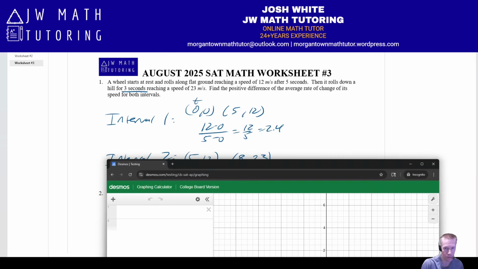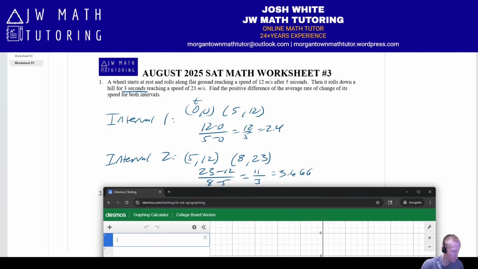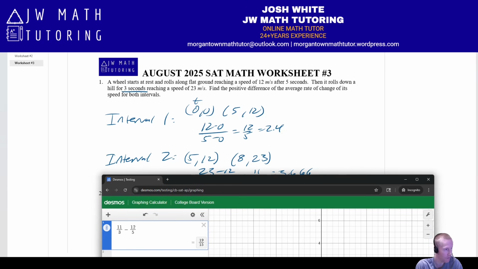So let's just go to Desmos and do 11 thirds minus 12 fifths. We get 1.266. If you want to convert to a fraction, it is 19 over 15.